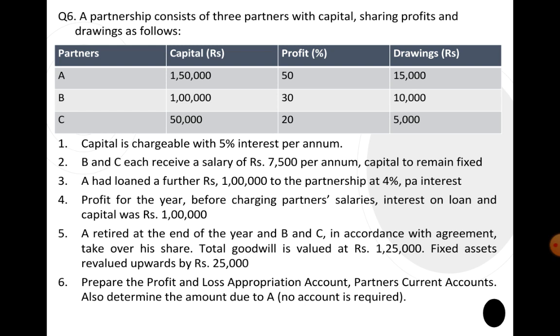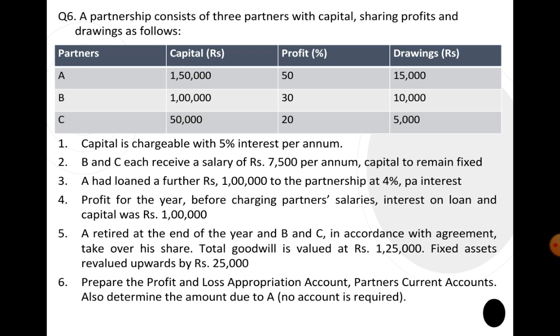If you had to show it in terms of the profit sharing ratio, it would be 5:3:2, right? Okay. And then when it comes to drawings also, they've given it to you for each partner separately. Drawings of A, rupees 15,000, drawings of B, rupees 10,000, and drawings of C, rupees 5,000. Additionally, they have given to you that capital is chargeable with 5% interest per annum, and then B and C each receive a salary of rupees 7,500 per annum.